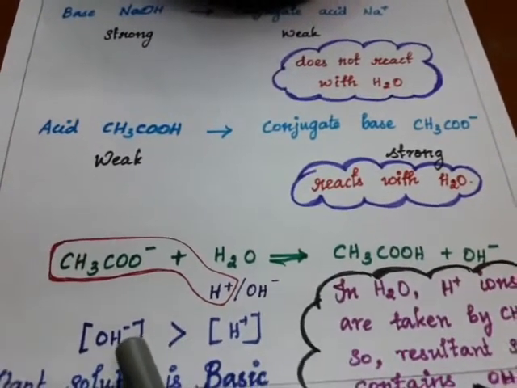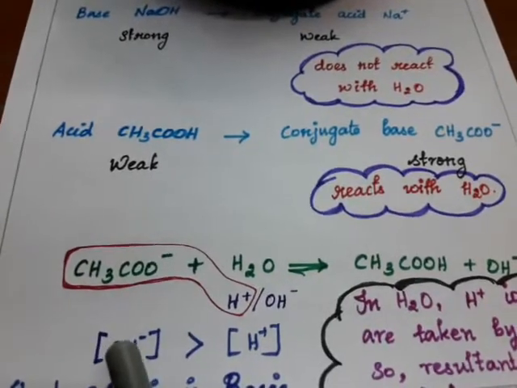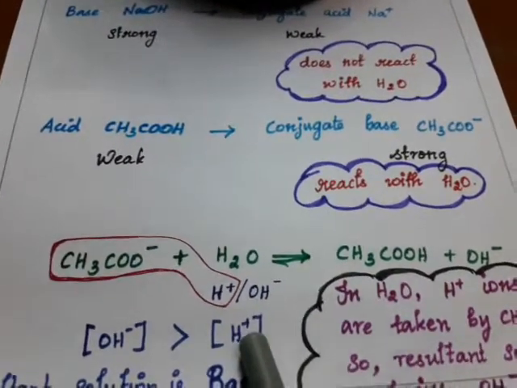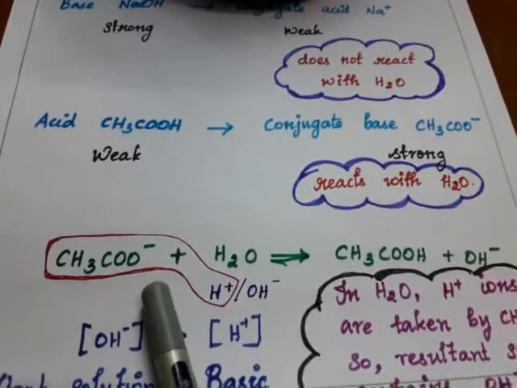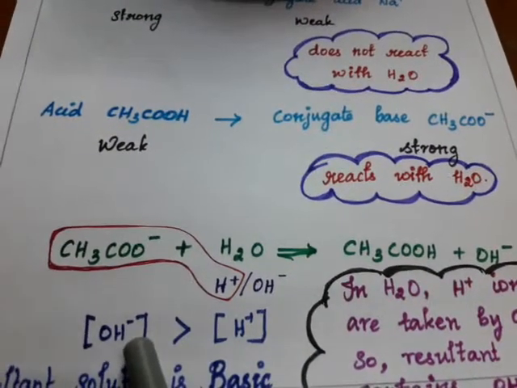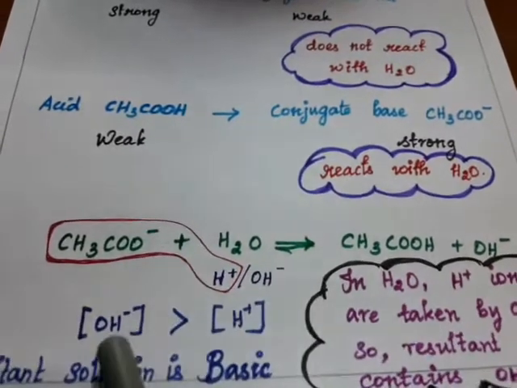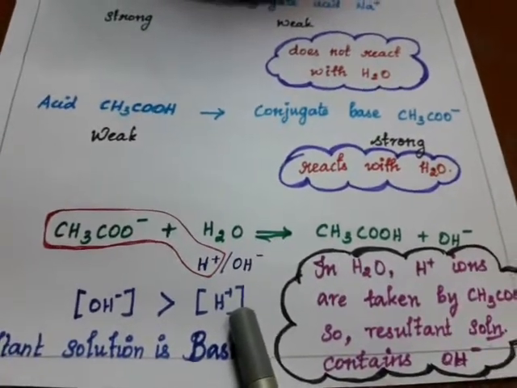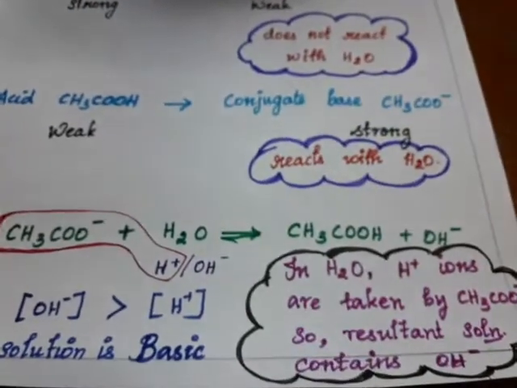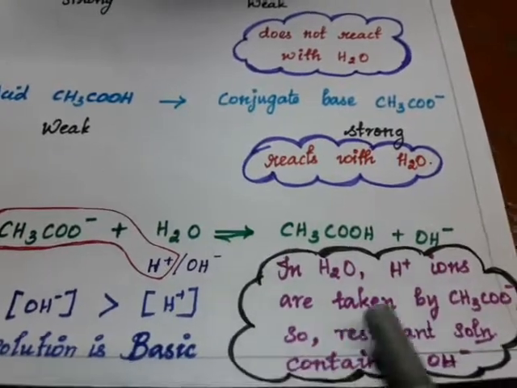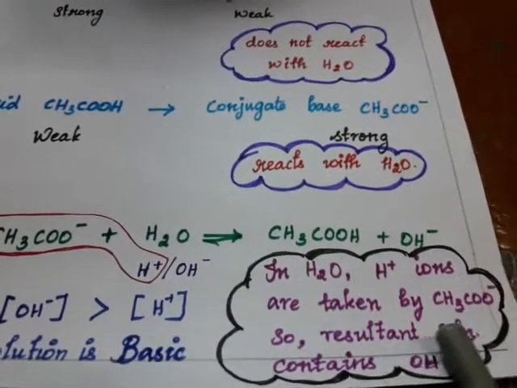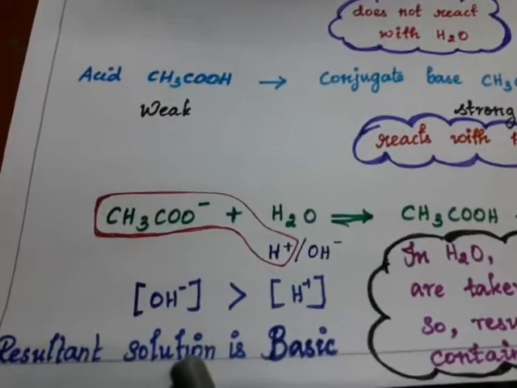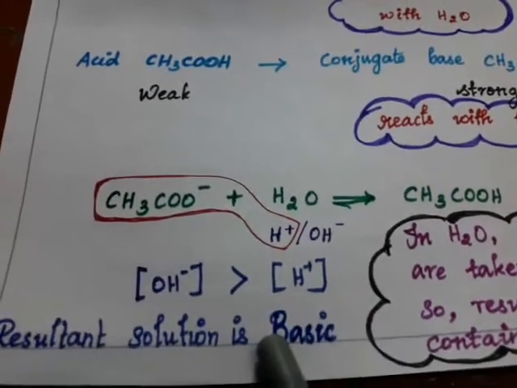Comparing the concentrations of H plus and OH minus, the H plus ion concentration is less because the H plus ion is taken by the acetate ion. So comparatively, OH minus ions are greater than H plus, right? The concentration of OH minus is greater than the concentration of H plus. So in H2O, the H plus ions are taken by the acetate ion and the resultant solution contains OH minus. Because of the excess of OH minus ions in the resultant solution, it is basic in nature.